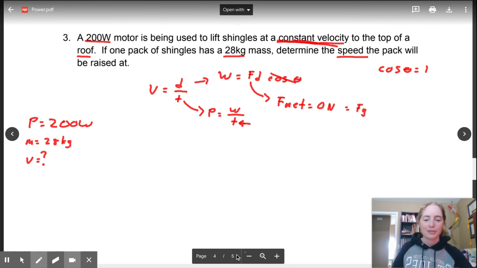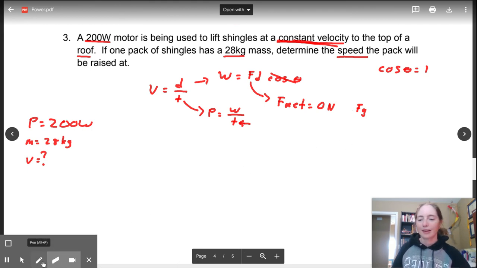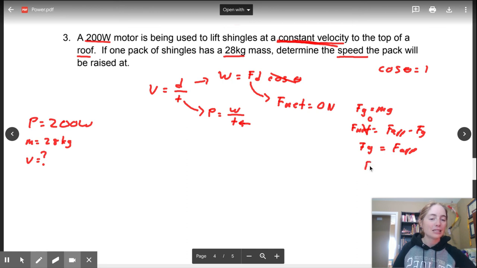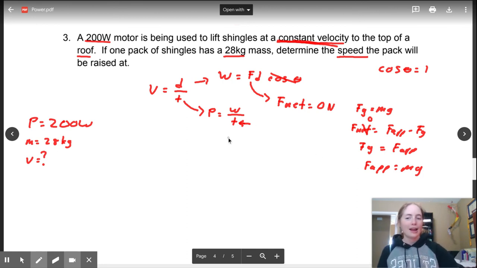So Fg is equal to mg, right? Well, if my F net is equal to 0, and force applied minus force of gravity is my F net equation, I'm going to add Fg over. So my Fg is going to equal the force applied. That means the force applied is going to equal mg. So I've got my force, that's good. I have got a location to start with time. We're going to have to do some equation substitution here, ladies and gentlemen.